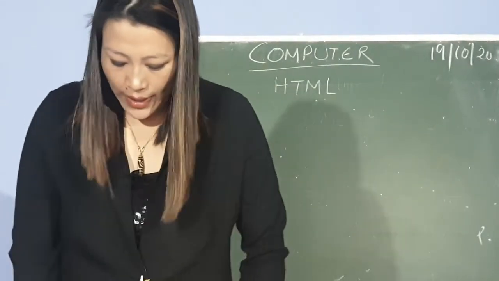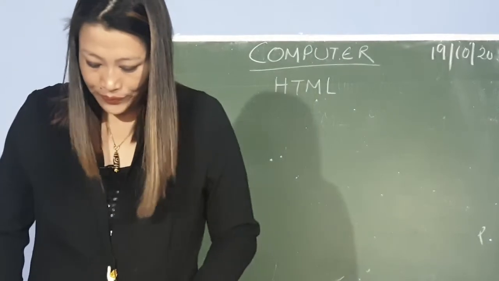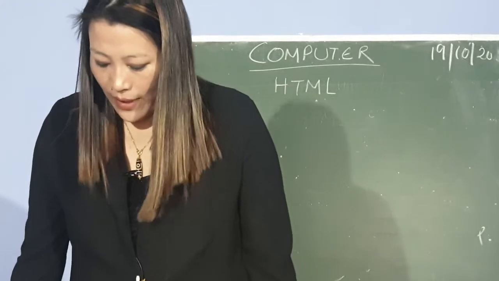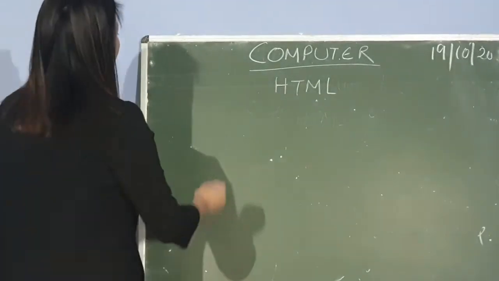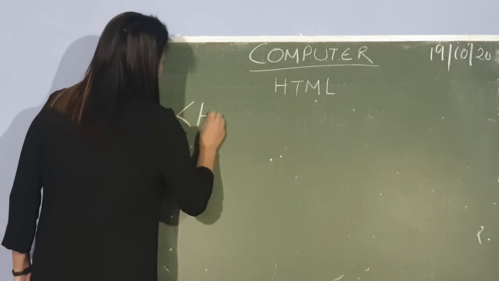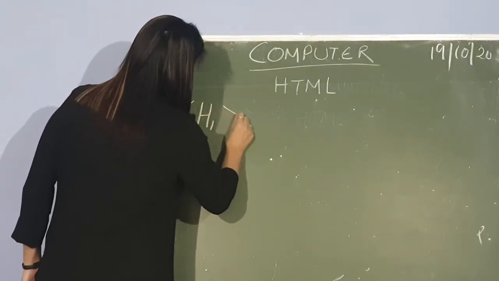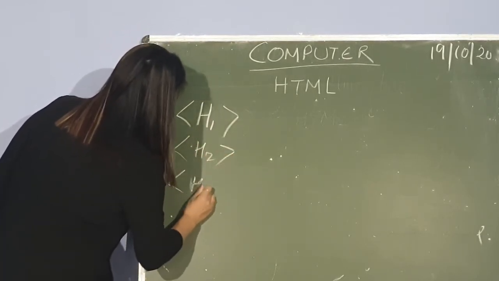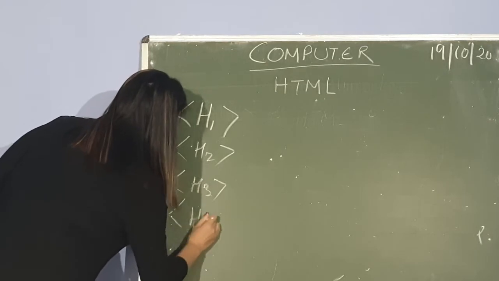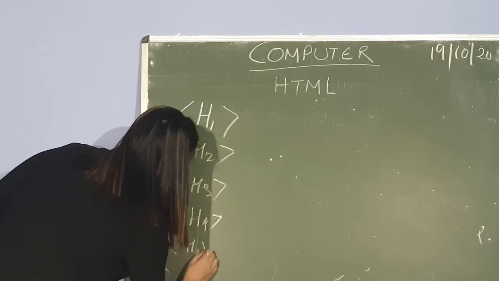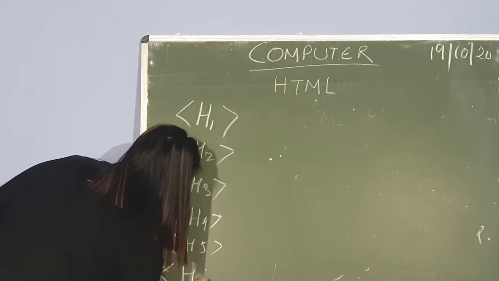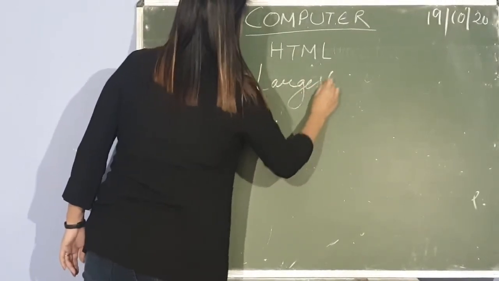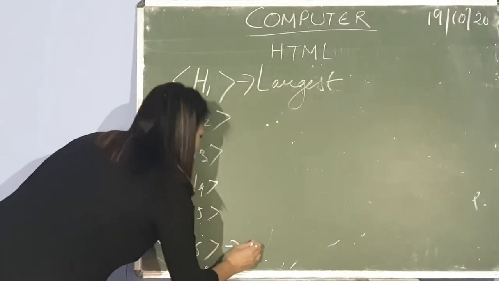Headings are defined with H1 to H6. H1 defines the largest heading, while H6 defines the smallest. Okay, so there are 6 heading sizes: H1, H2, H3, H4, H5 and H6. This is the largest and this is the smallest.